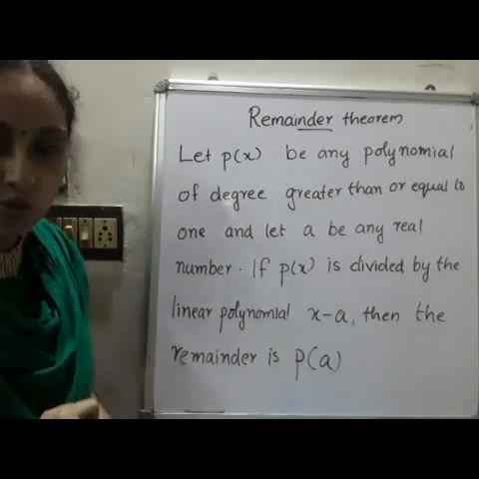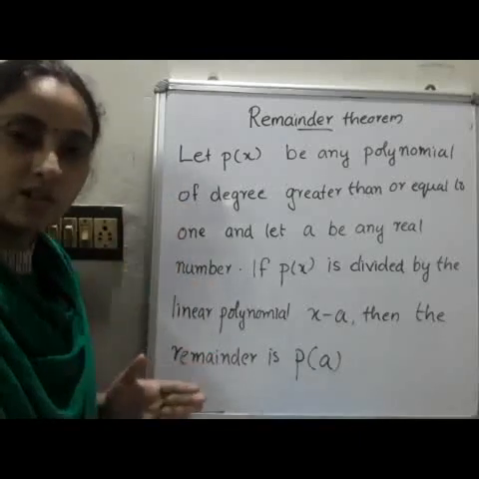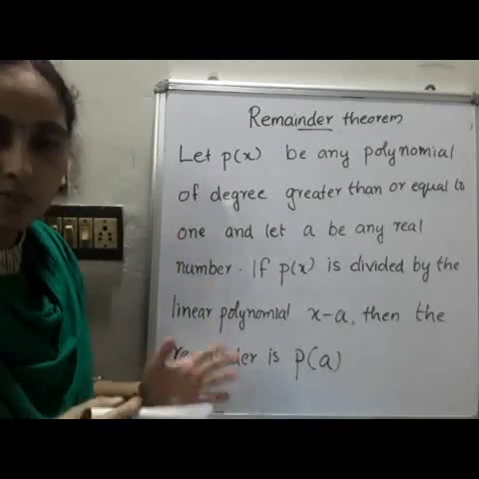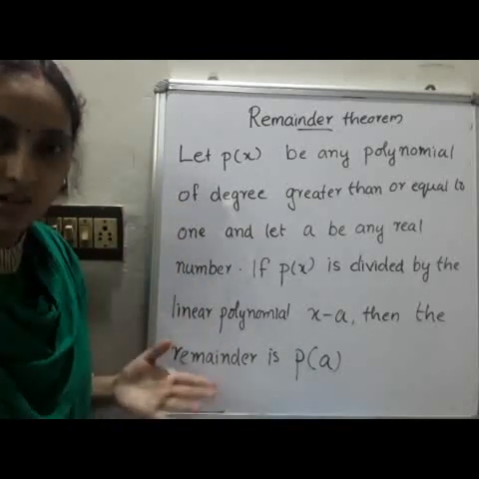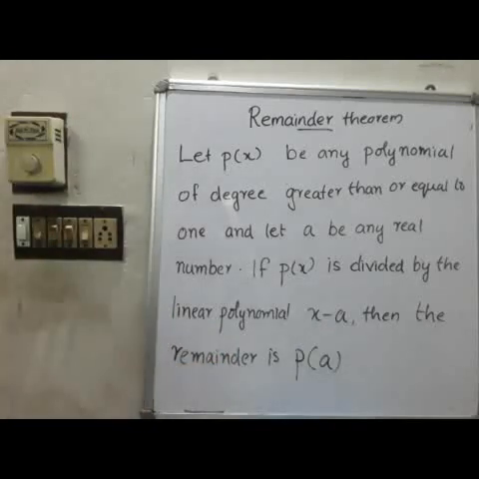While doing the question, you should be clear about this. It is simple: we don't go through the long division method, we just apply it, that is, find the value. That is all we do here. So please write down the theorem first.